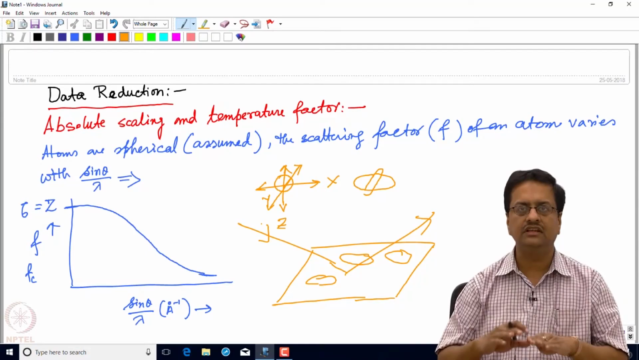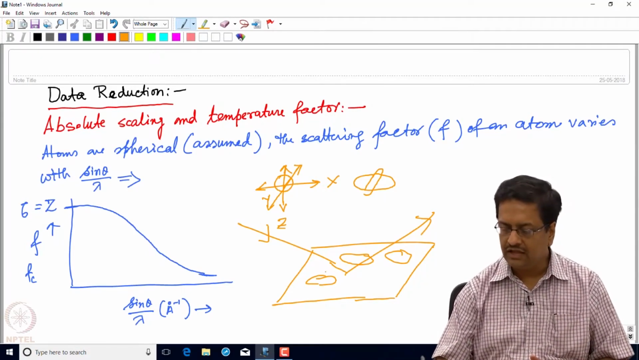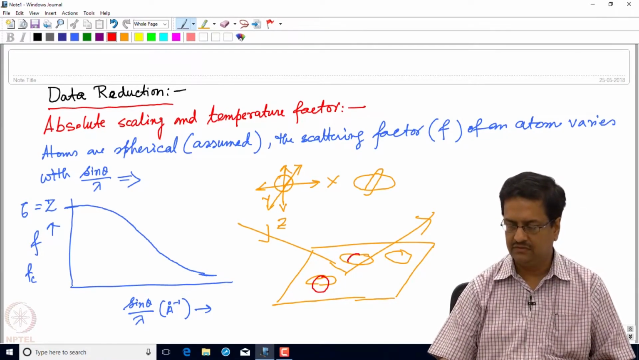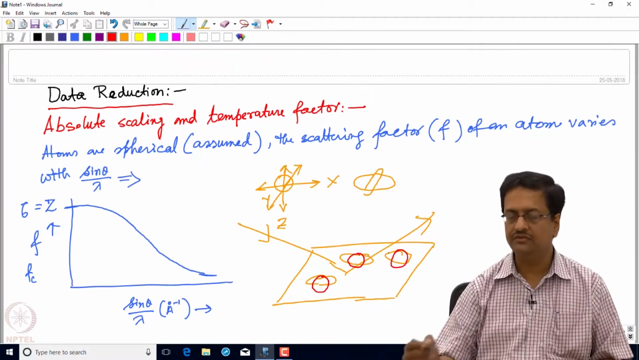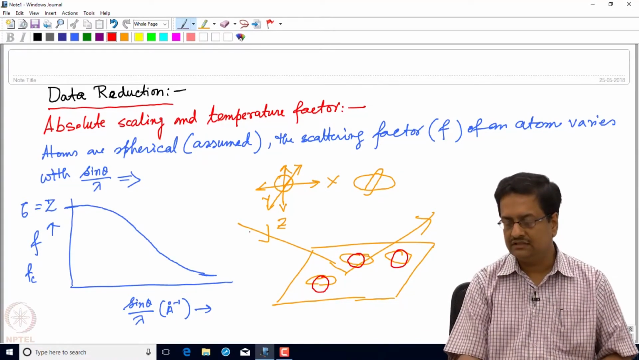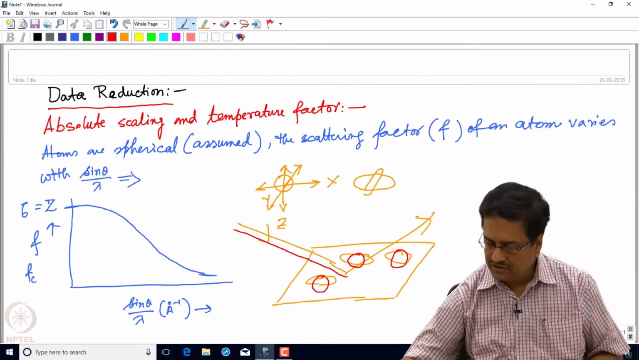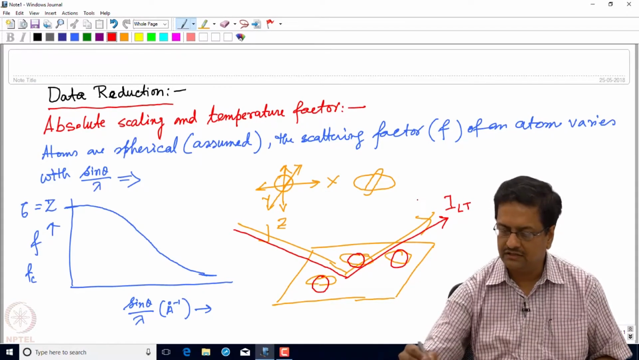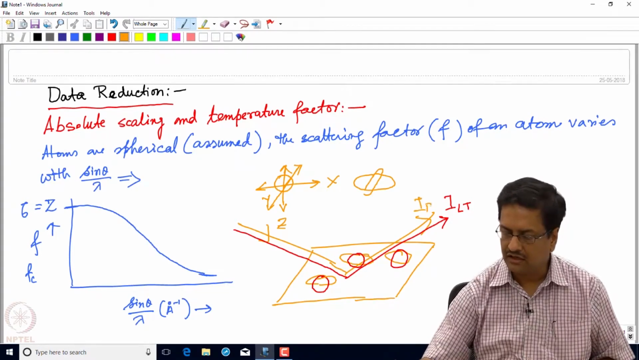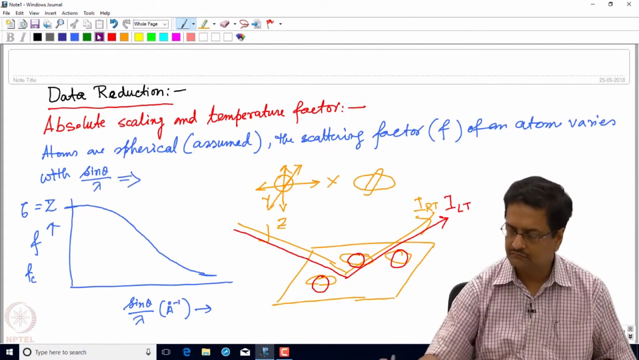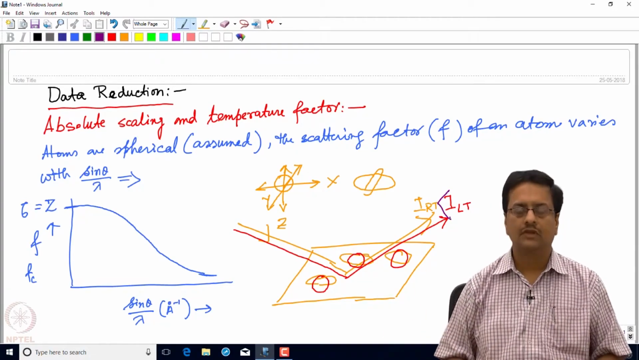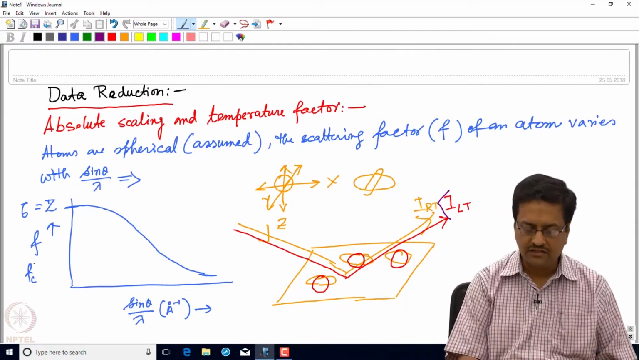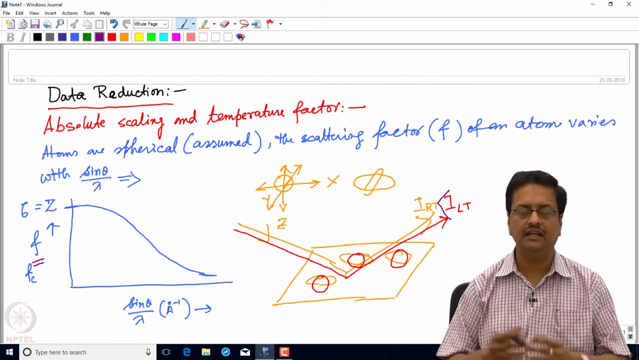By reducing the temperature, when the atoms are more confined towards their nuclei, the electron density on this plane is more tightly bound. As a result, the intensity of the diffracted beam at low temperature, ILT, will be greater than IRT. So, this effect has to be incorporated in the expression for the actual scattering factor F of any atom.